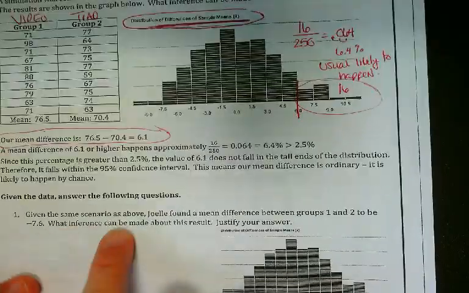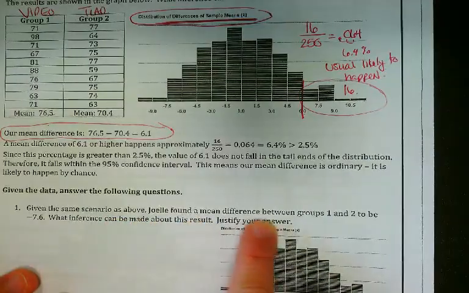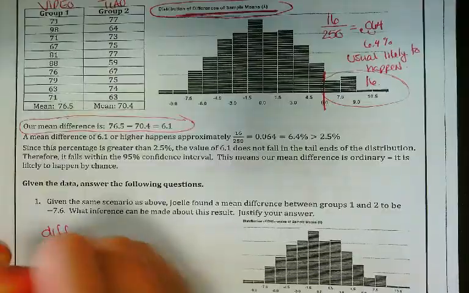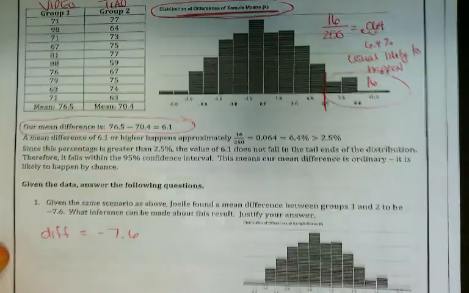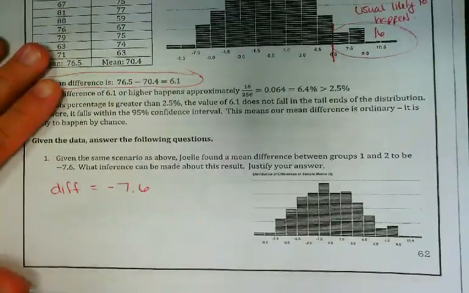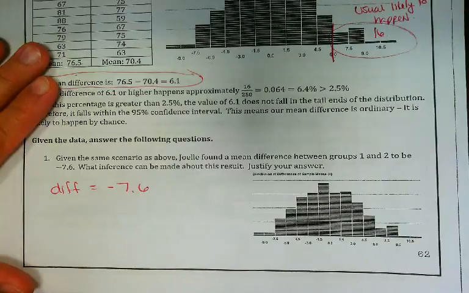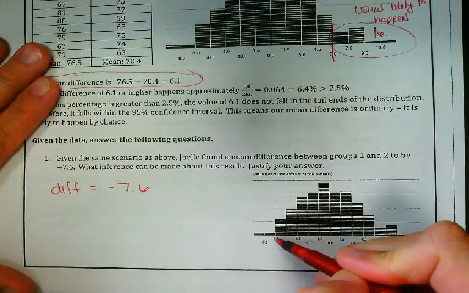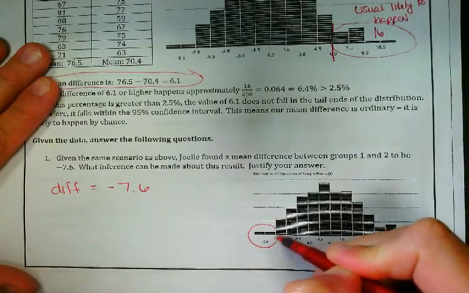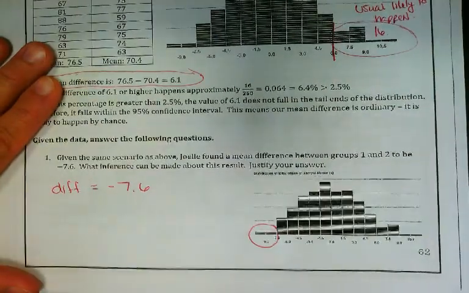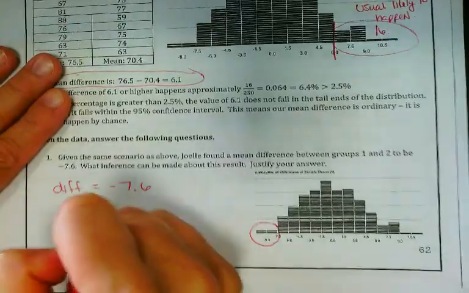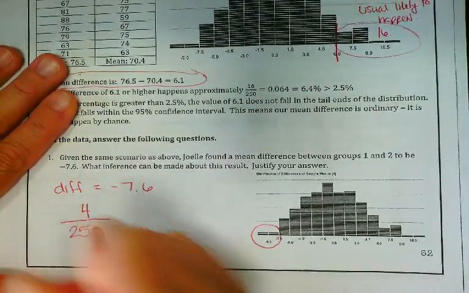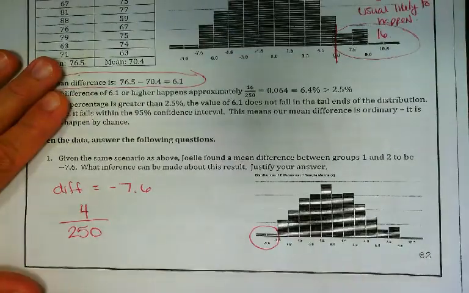So it says, given the same scenario as above, Joelle found a mean difference between groups 1 and 2 to be a negative 7.6. So our difference value is negative 7.6. What inference can be made about the results? All right, so now we're looking for negative 7.6 approximately. Here's negative 7.5. 7.6 is to the left, so I'm going left and on. That's approximately how many scores out of 250? You shouldn't have to count, it should tell you.